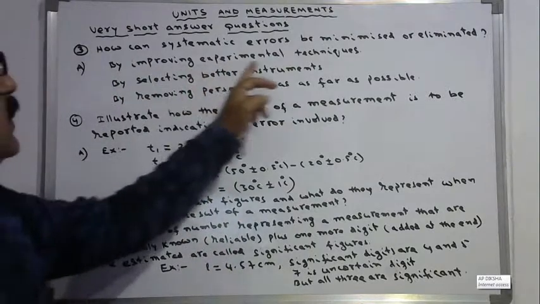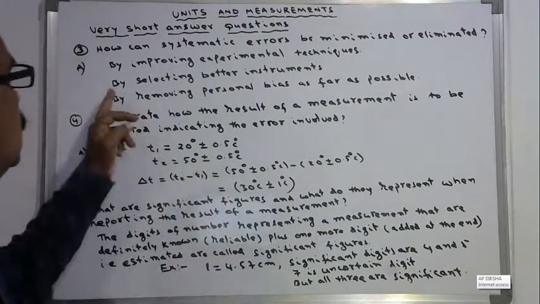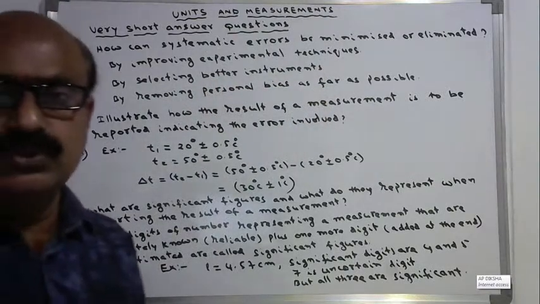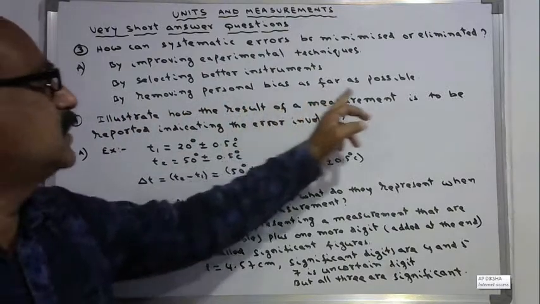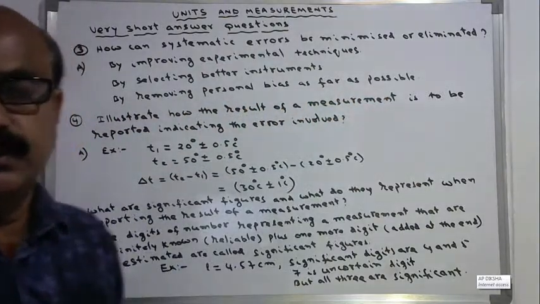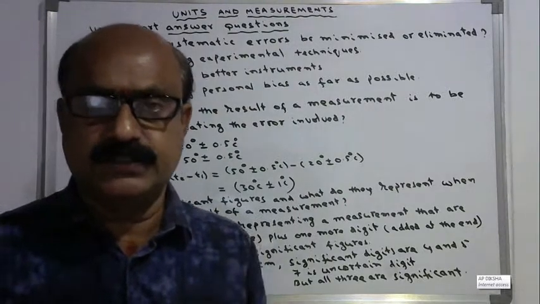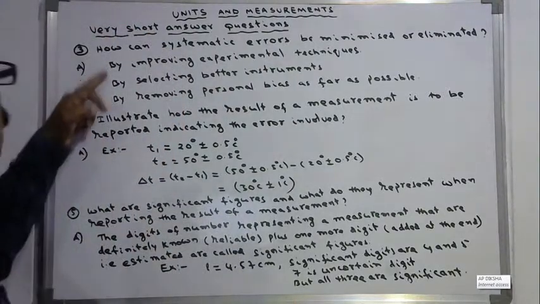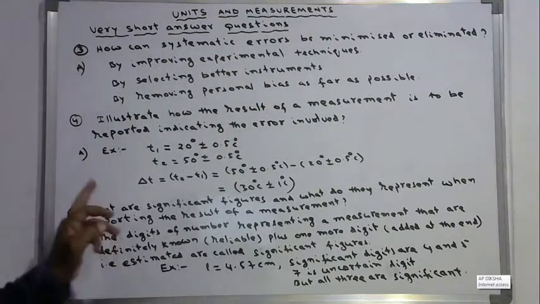One is by improving experimental techniques. We have to improve the experimental techniques by selecting better instruments. We have to choose a good instrument. And by removing personal bias as far as possible. So the gross errors, that is personal errors, are to be eliminated. So by doing these 3, we can eliminate the errors.